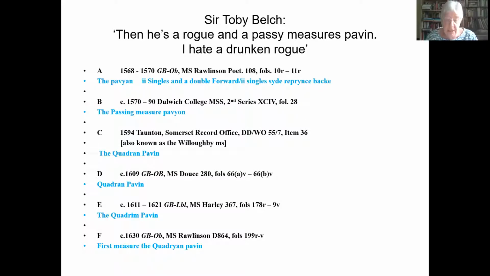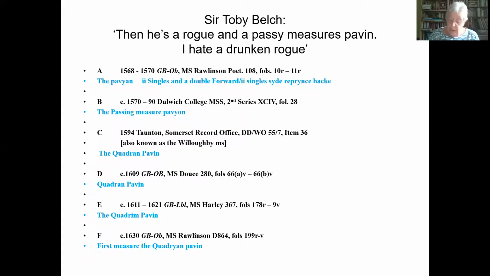And this explanation brings me to one of Toby Belch's famous expletives in the last act of Twelfth Night. He has sustained a small wound, but Sir Andrew has told him that the surgeon is drunk and cannot treat him. Then he's a rogue and a passy measures pavin. I hate a drunken rogue, says Sir Toby. So much ink has been spilt in explanations for this phrase. I suggest, like many an insult, it's based on the plosive sounds, passy measures pavin. And maybe if the vowel sound is changed in passy, we may have a Belch vulgarity, as in syncopace.